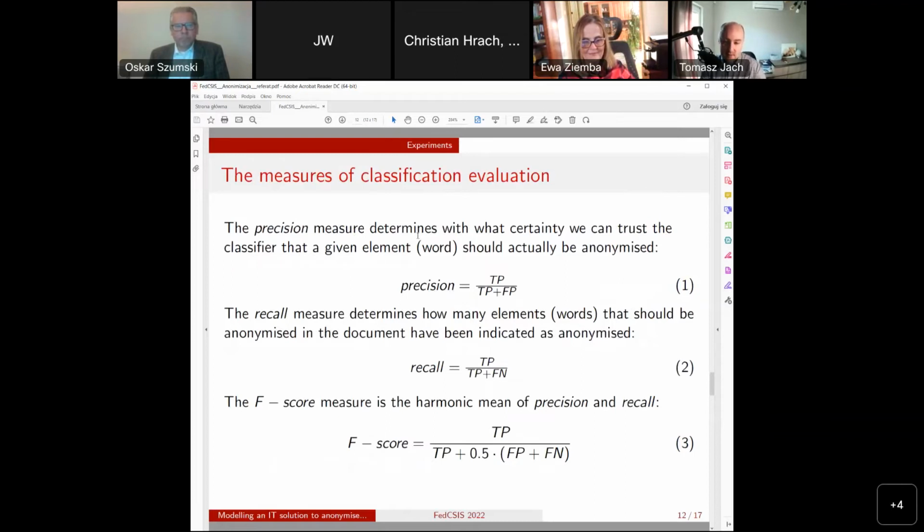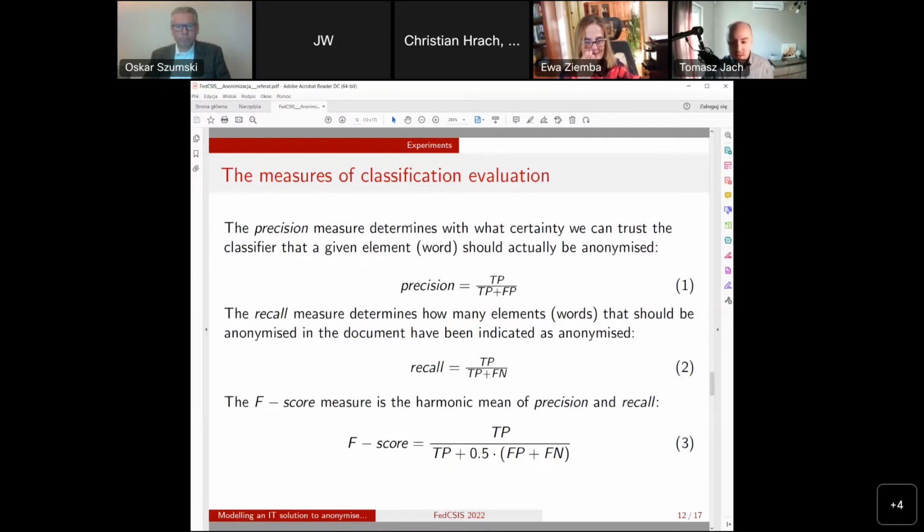3 standard measurements of classification evaluation. That was the precision, the recall, and the F-score, the standard F-score. The precision measurement determines with what certainty we can trust the classifier that the given element, word, should actually be anonymized. The recall, on the other hand, determines how many elements that should be anonymized in the document have been indicated as anonymized, so think of it as completeness.